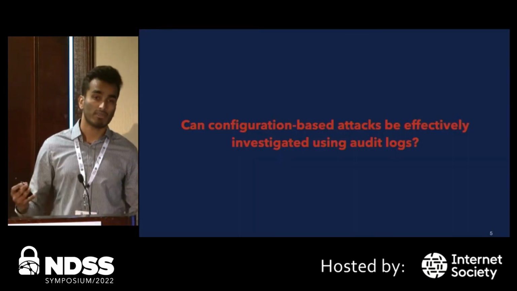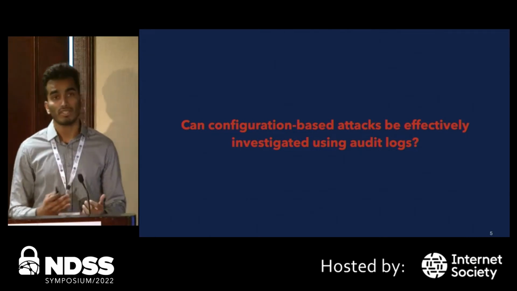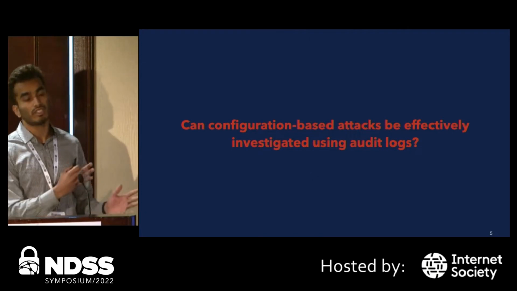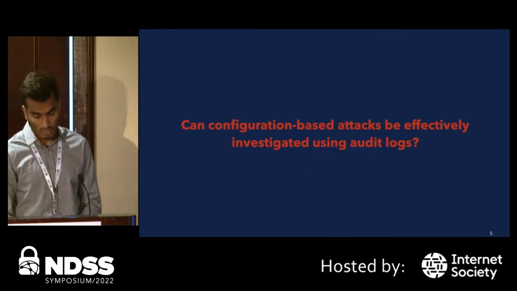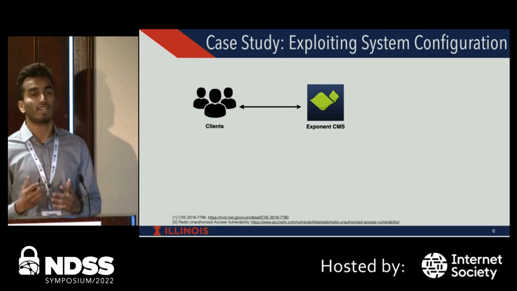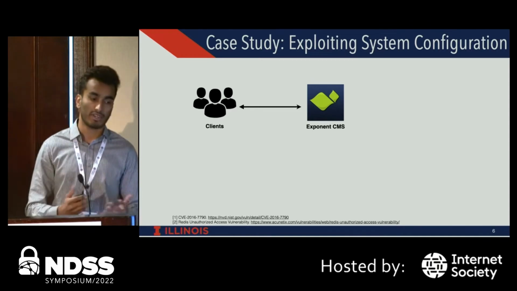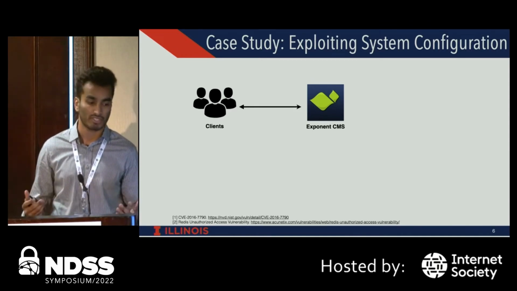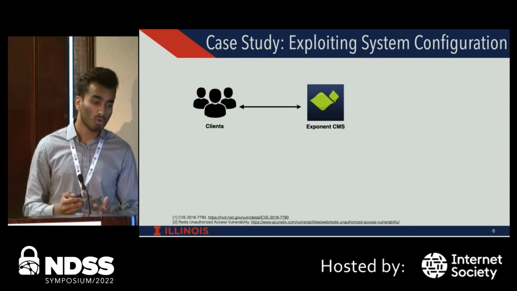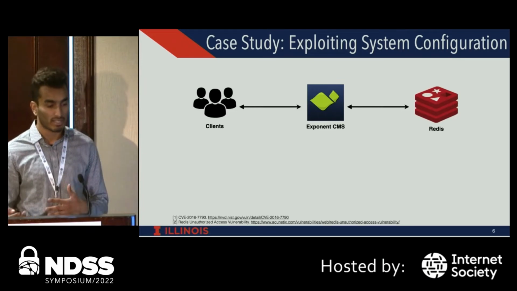Given the prevalence and security implications of configuration-based attacks, it is important to understand and analyze whether these attacks can be effectively investigated using existing audit infrastructures. To explore this, let us consider a case study in which an attacker exploits the configuration of different systems. We consider a simple scenario where a company makes use of Exponent CMS, a web content management system, to manage its website. Moreover, this CMS is connected to a Redis database at the back end.